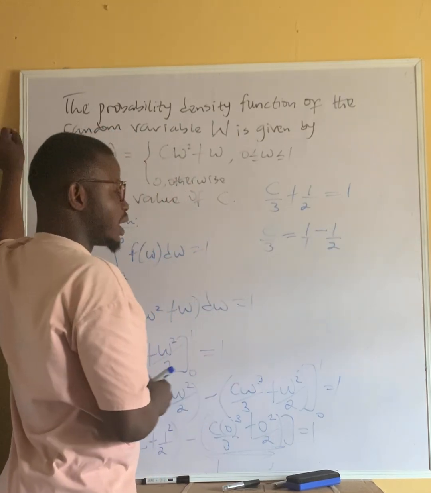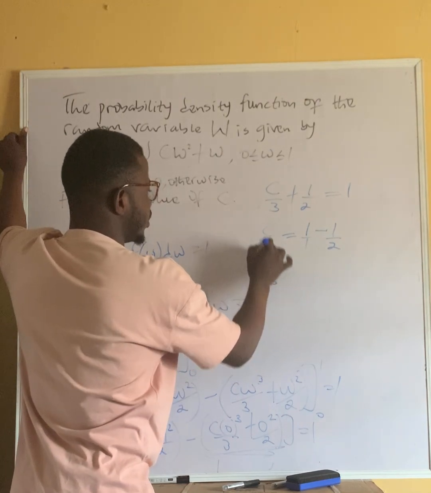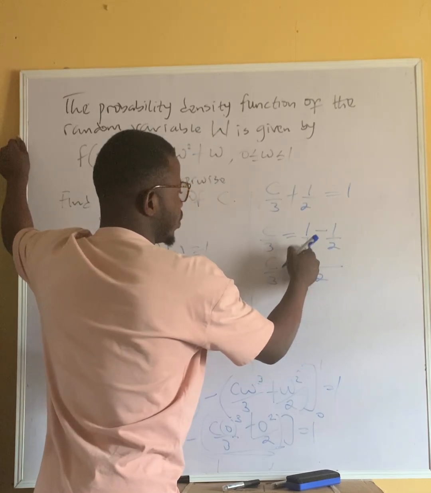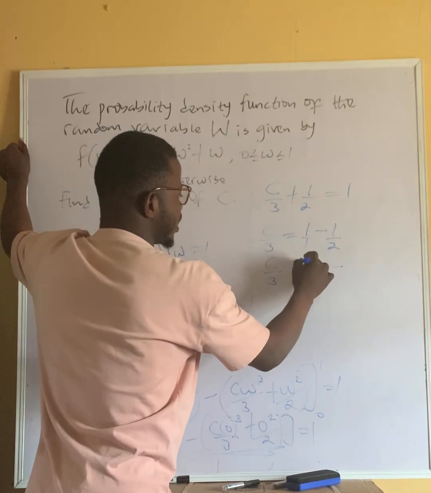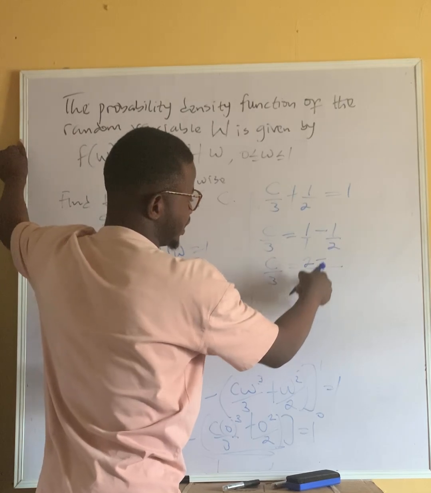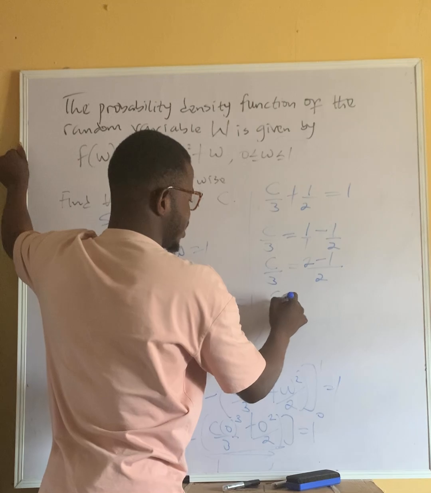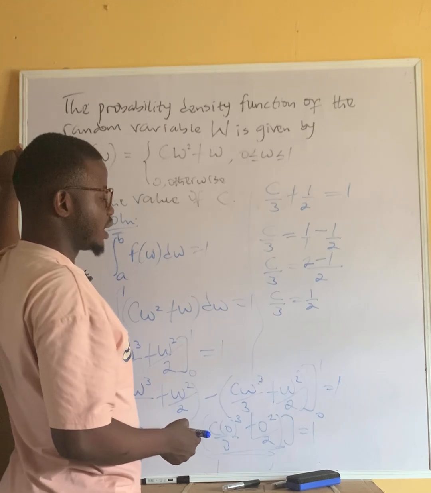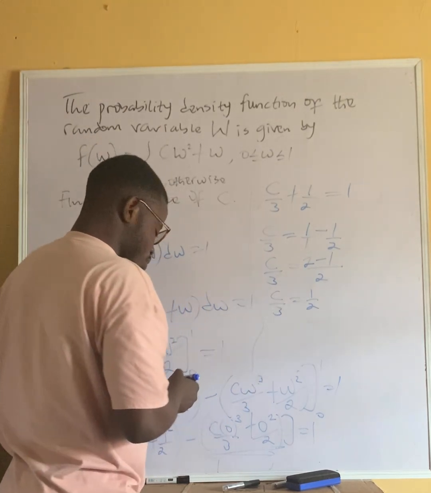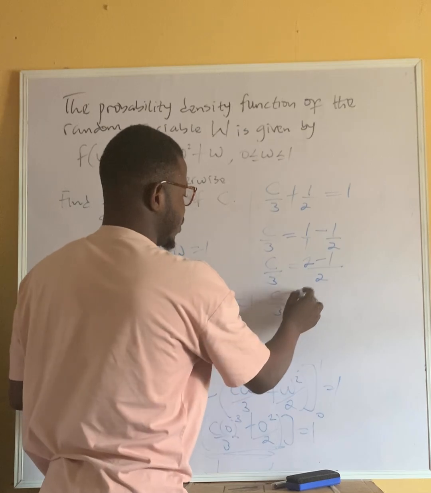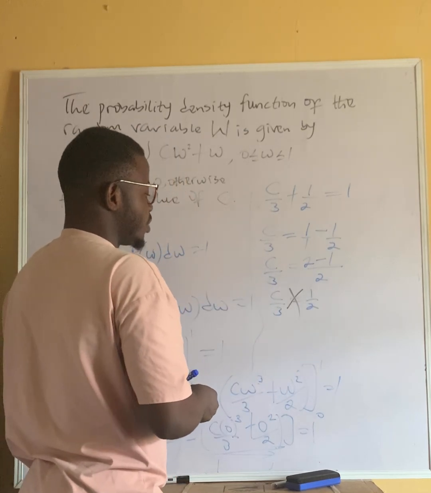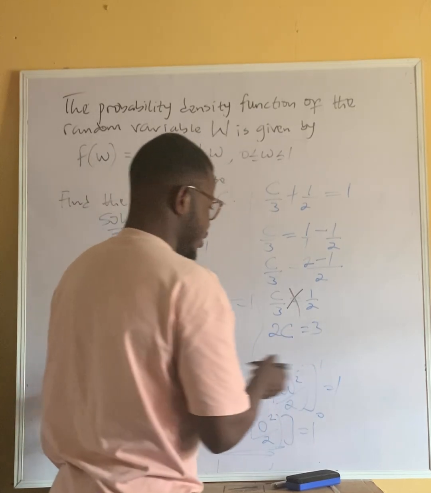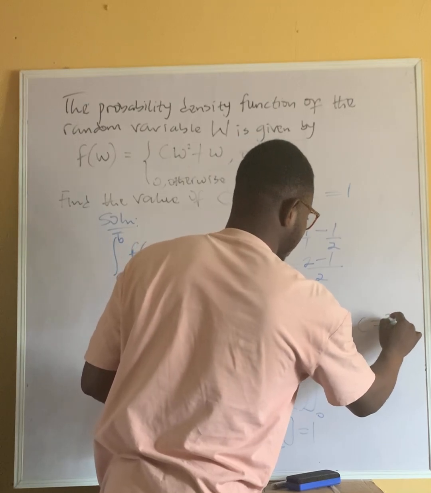We put this 1 over 1 so that we can find the LCM. So c over 3 equals, the LCM here is 2. 1 goes into 2 two times, 2 times 1 is 2, minus 2 goes into 2 one time, 1 times 1 is 1. So c over 3 equals 1 over 2. From here we can cross multiply, since we are looking for the value of c. 2 multiplies c, and 3 multiplies 1. So 2c equals 3.